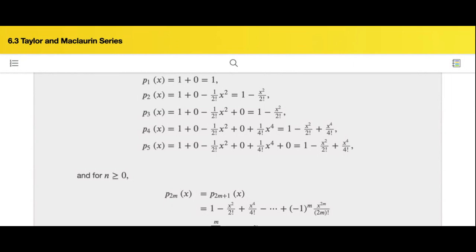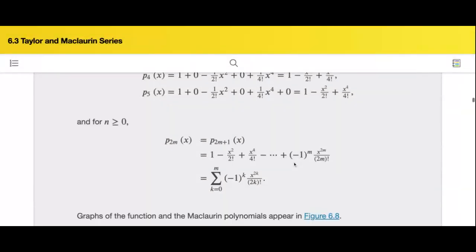1 minus x squared divided by 2 factorial, plus x raised to 4 divided by 4 factorial. Right? P1 equals 1. P2 equals 1 minus x squared divided by 2 factorial, the first two terms. And P3 is the same as P2 because the third derivative is 0. And P4 equals P5 equals 1 minus x squared divided by 2 factorial plus x raised to 4 divided by 4 factorial. Now let's go to our practice.